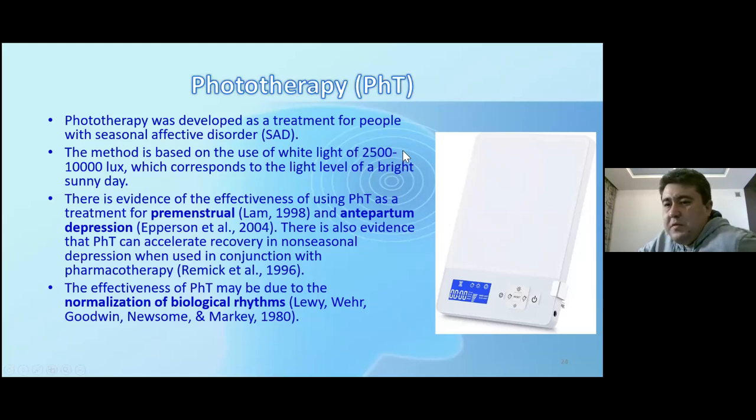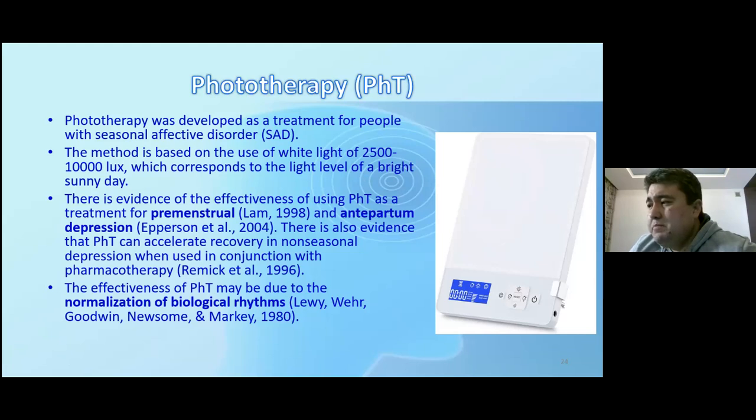What is phototherapy? Phototherapy was developed for the treatment of seasonal affective disorder. What is seasonal affective disorder? It's a disorder which occurs during late autumn and winter, when we experience a lack of sunlight.